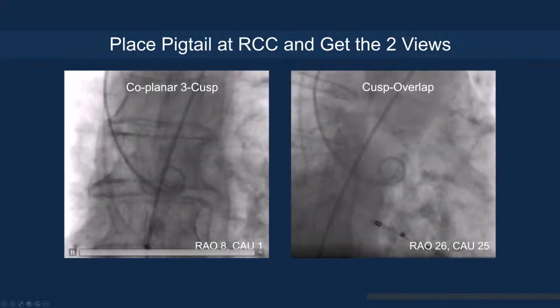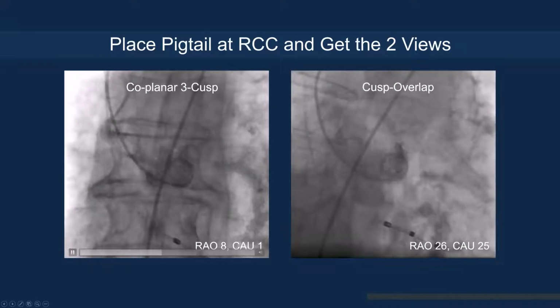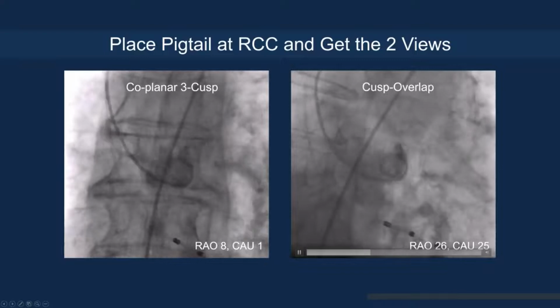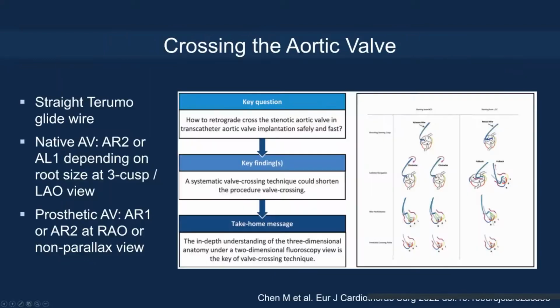Pigtail on the right cusp, you then track the left cusp where it is, overlay the two. You can see that here is kind of a near cusp overlap view. So it's very simple. In terms of crossing the valve, this is a nice paper from Marcus Castle's group that just published this year on using the free cusp view on how to cross the valve with different catheters. Again, I will encourage you to read that.